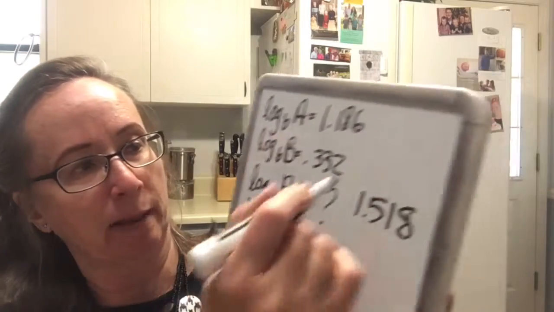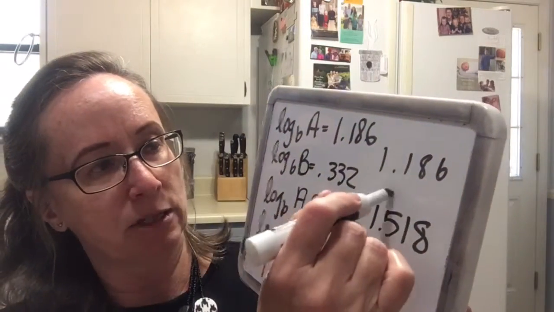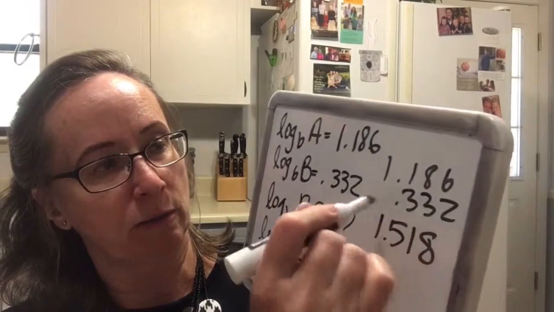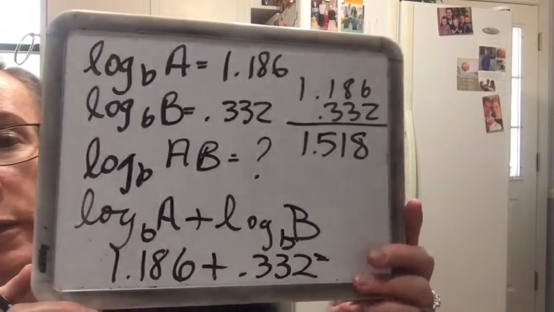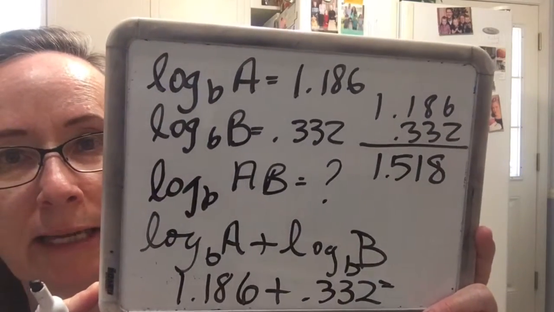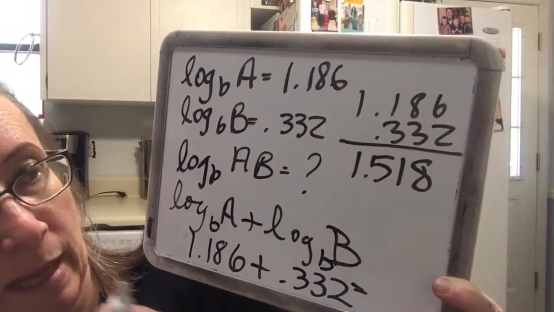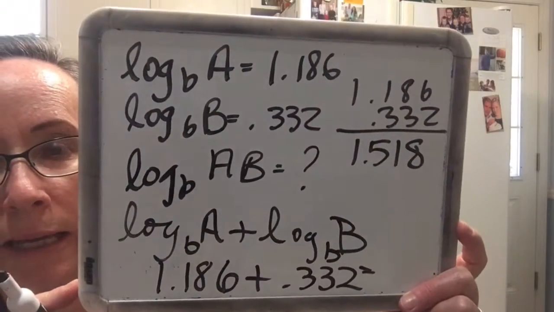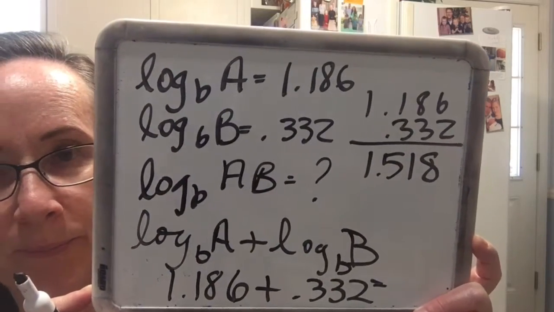1.518 should be what happens when I take 1.186 and add it to 0.332, and that looks like that is correct. Now remember, when you're adding decimals, you must line up the decimal points, always. Okay, but that looks good to me. And that one is the correct answer for number 13.